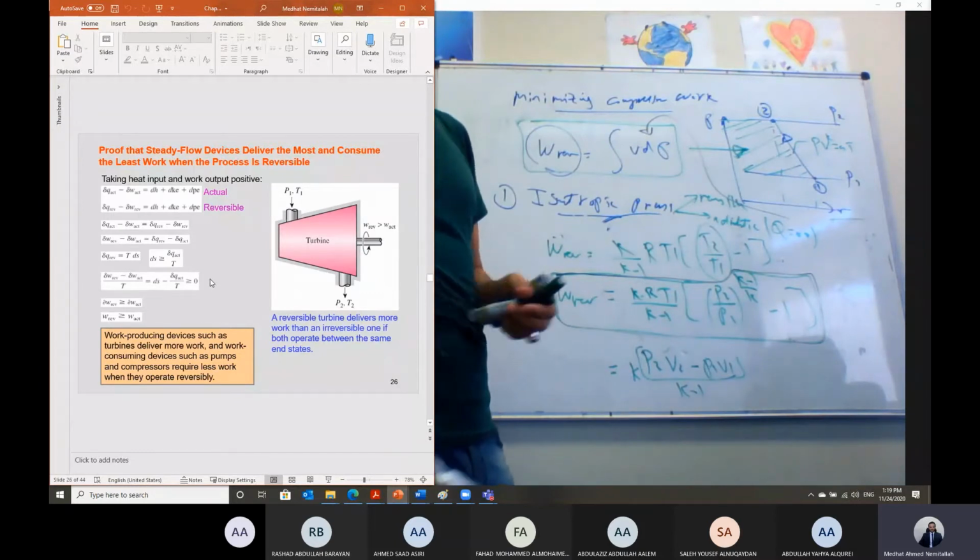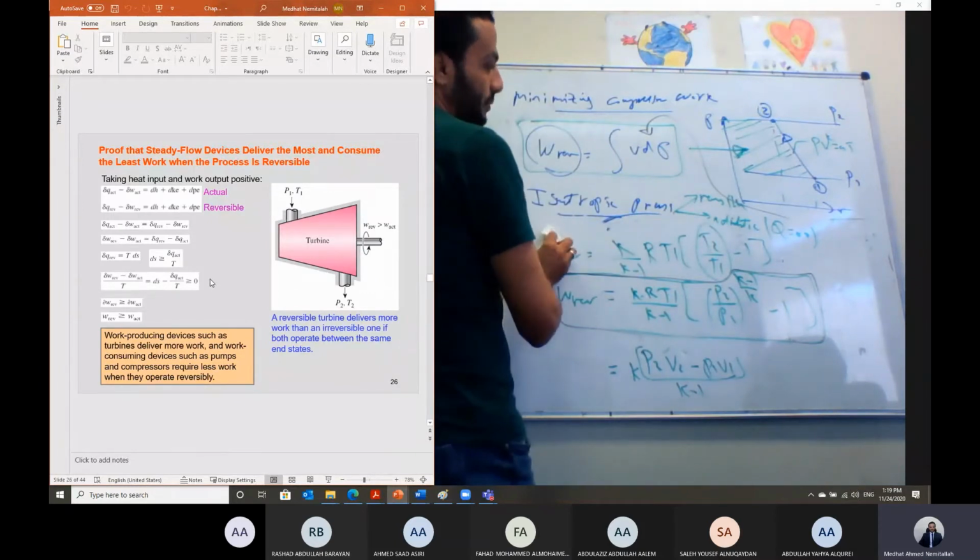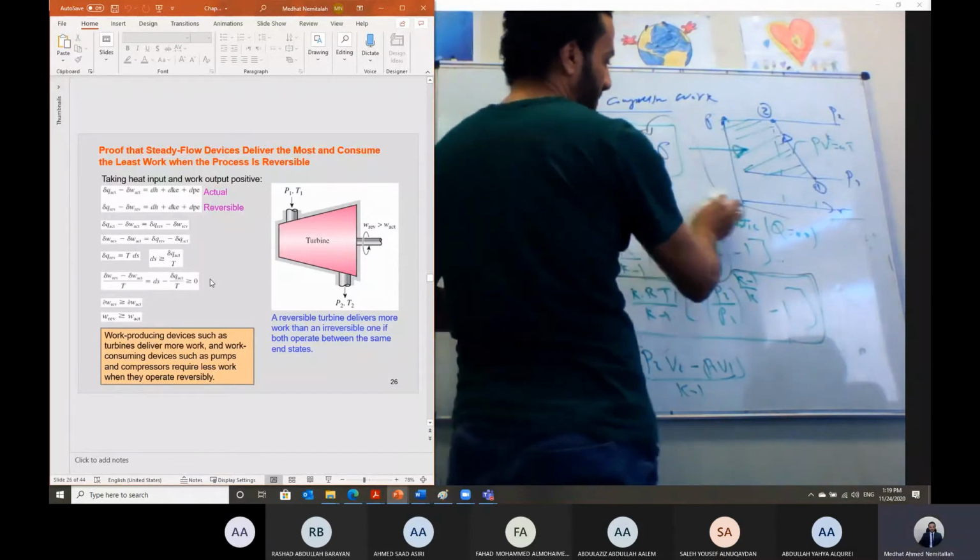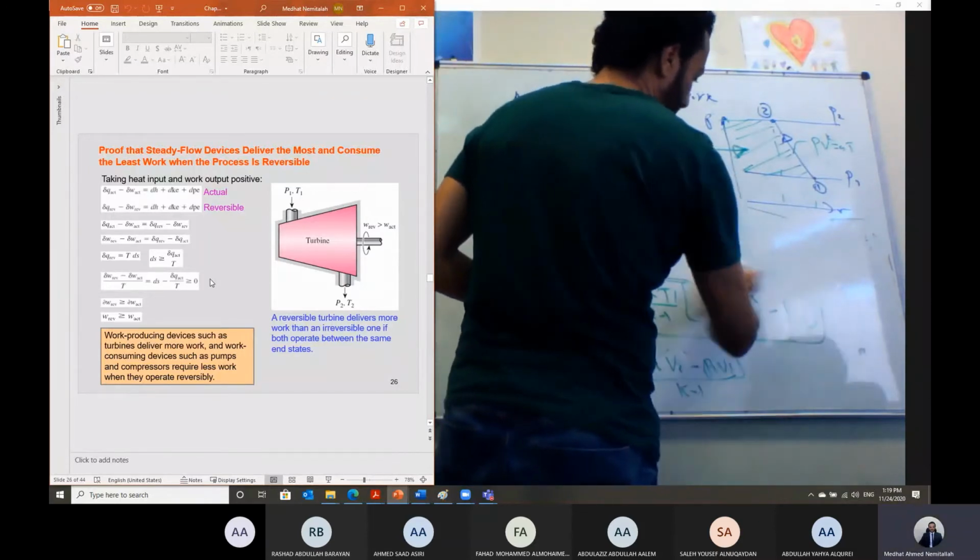How can we further reduce this compressor work? Is there a possibility to reduce this compressor work?